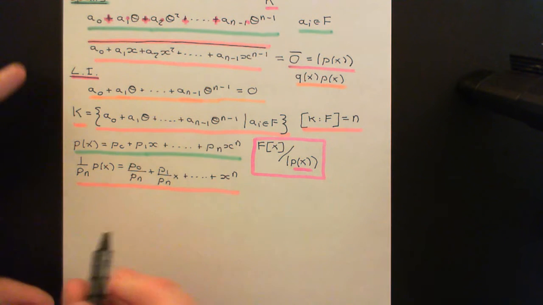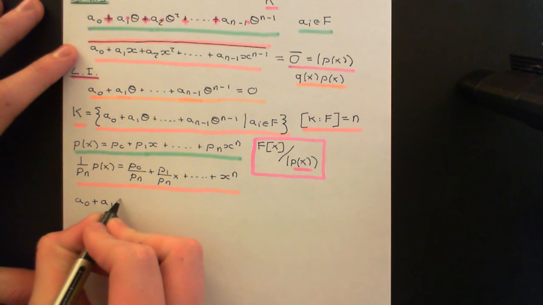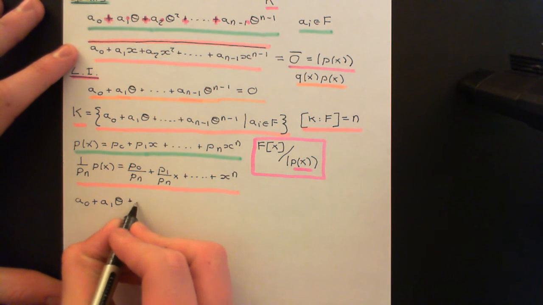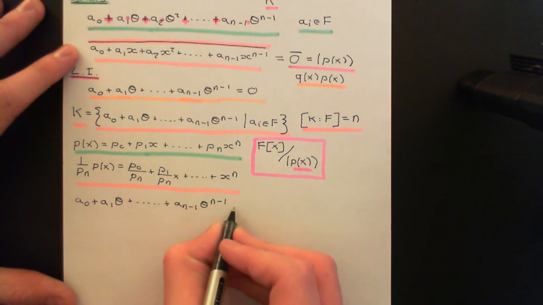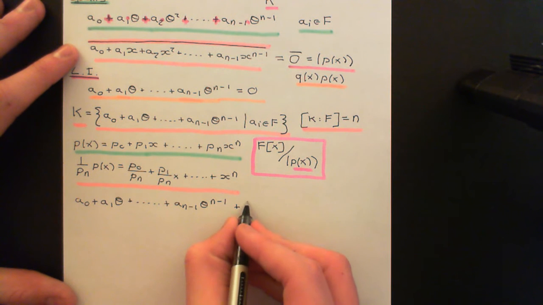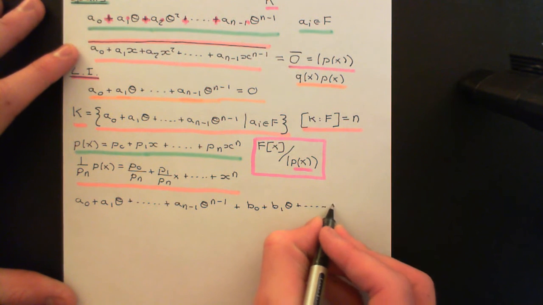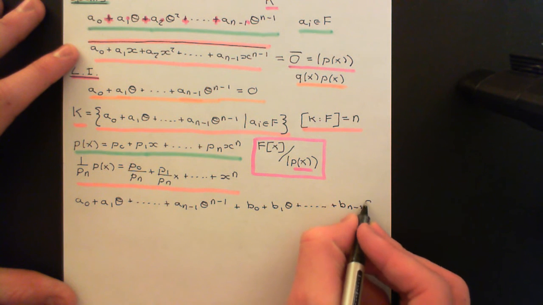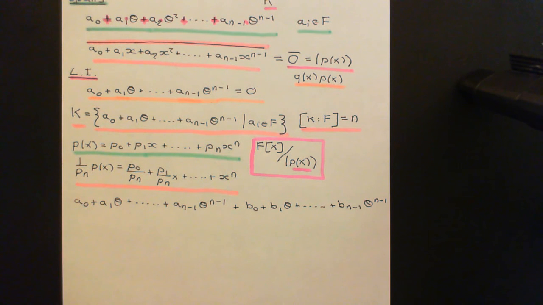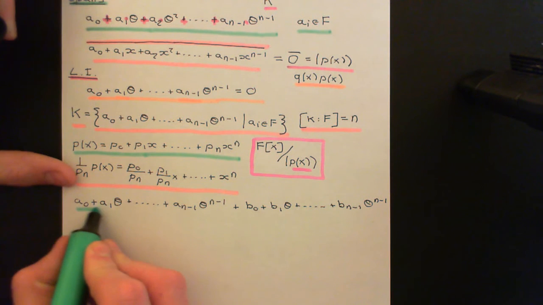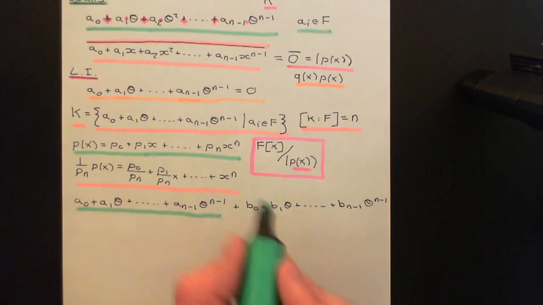If I took two elements of my field extension K, let's say I've got one element here, a0 plus a1 times theta, all the way up to an minus 1 theta to the n minus 1, and I want to add this to another element of the form b0 plus b1 theta plus all the way up to bn minus 1 theta to the n minus 1, where the a's and the b's are all from the subfield capital F, our original field. Well, this is almost trivial, because all of the additions and multiplications here are in the field capital K.